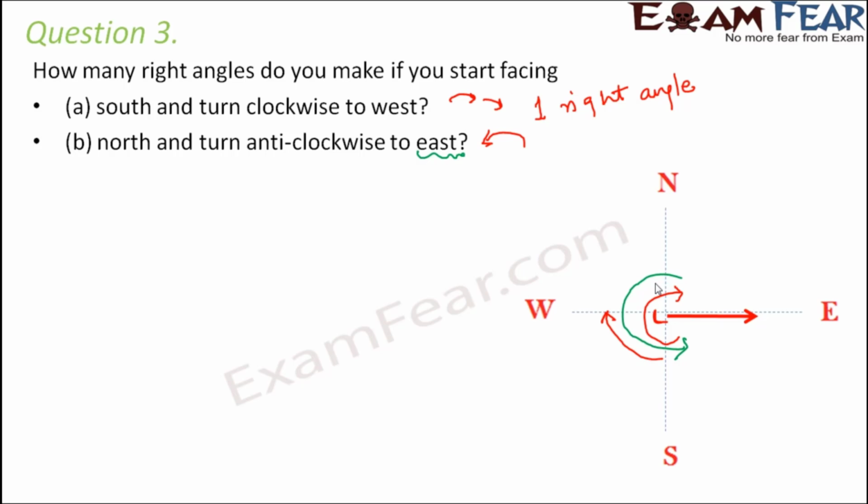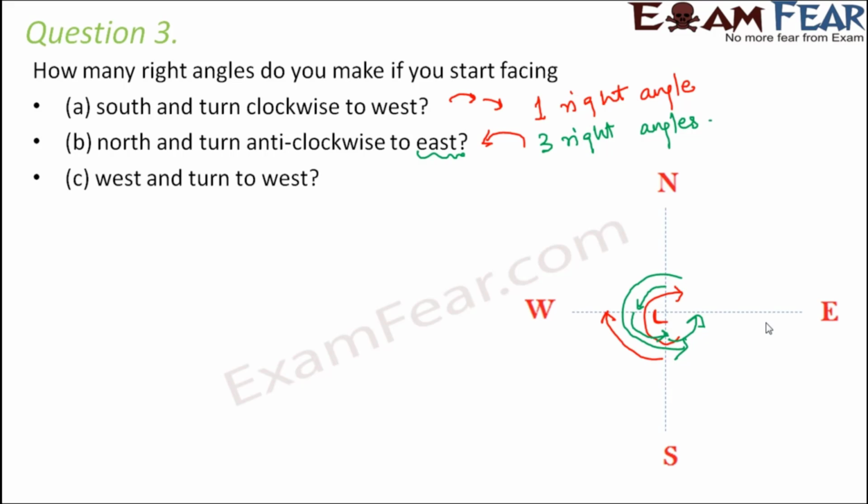So how many 90 degrees did you cover? This is one 90 degree. This is one more 90 degree. This is one more 90 degree. So basically you covered 3 right angles. So 3 right angles were covered in this case. Whenever you have to handle questions on directions, make sure that you draw this. Without drawing this, it is very difficult to answer such questions.